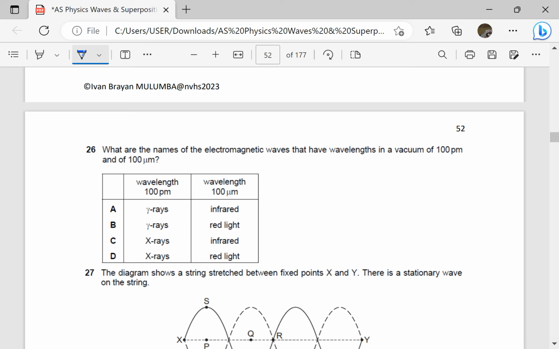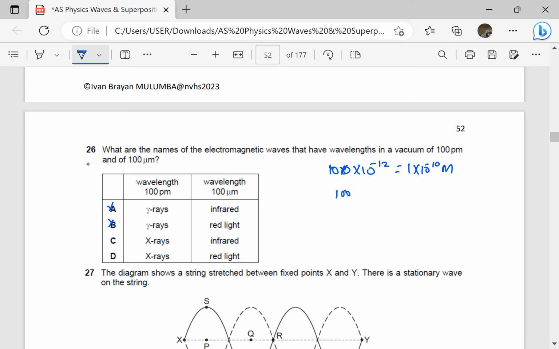What are the names of electromagnetic waves that have a wavelength in a vacuum of 100 picometers? 100 is 100 times 10 power negative 12. That is 1 times 10 power negative 10 meters. That is, I think, X-rays. So this is X-rays. So we ignore these two.